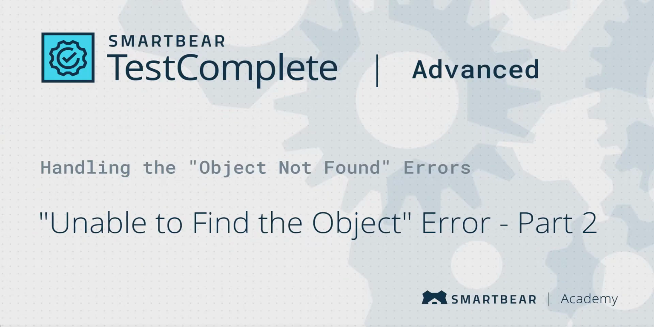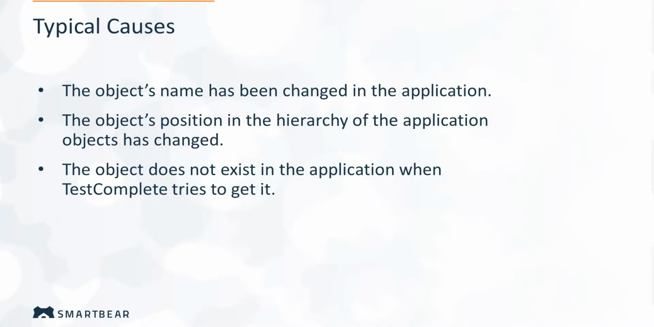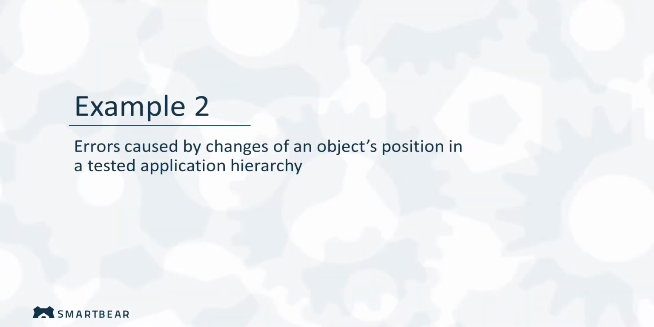In this video, we will continue learning how to resolve the unable to find the object error. If you have not seen the first video, we recommend that you watch it before you continue watching this one. In the first video, we have shown how to fix the error caused by the object name change. Now, let's proceed with other typical causes. In this video, we will show you how to fix the error caused by changes in the application hierarchy.